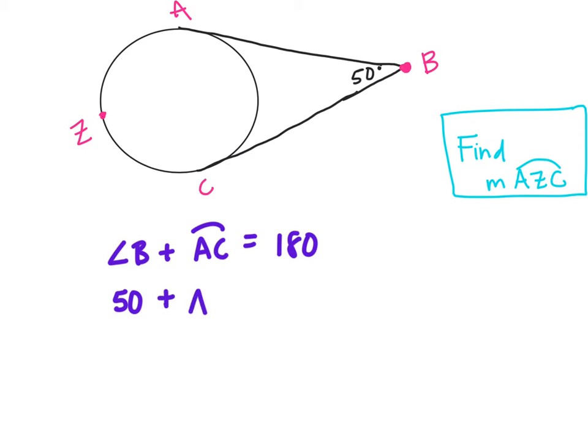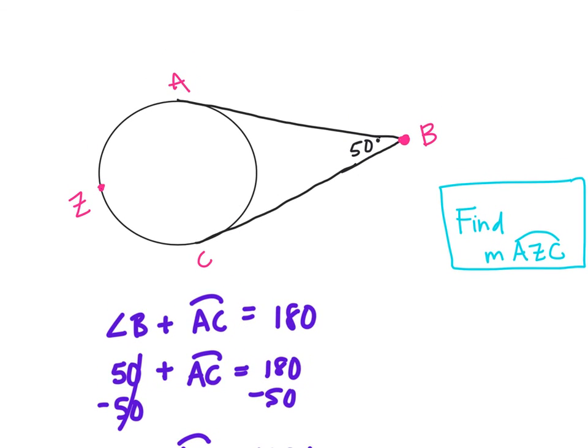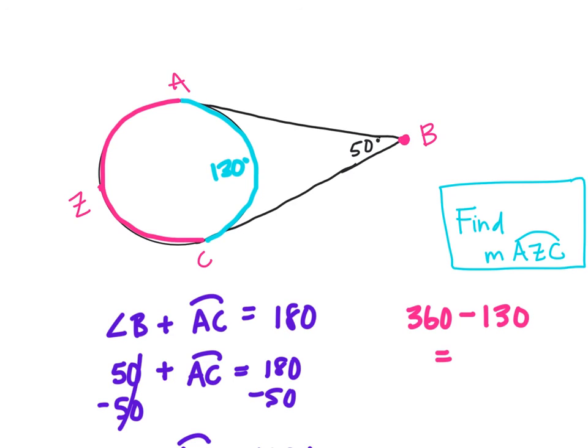We don't know what arc AC is, but that's going to help us answer the original question. That equals 180. So if we just subtract 50 from both sides, we're going to get arc AC. So arc AC is 130 degrees. So if we look back up here at the picture, we just figured out that arc AC from here to here is 130 degrees. And we are being asked to find arc AZC. So all we have to do to find that is take 360 degrees, the full circle, subtract out the 130, and that's going to give us the measure of arc AZC, 230 degrees.